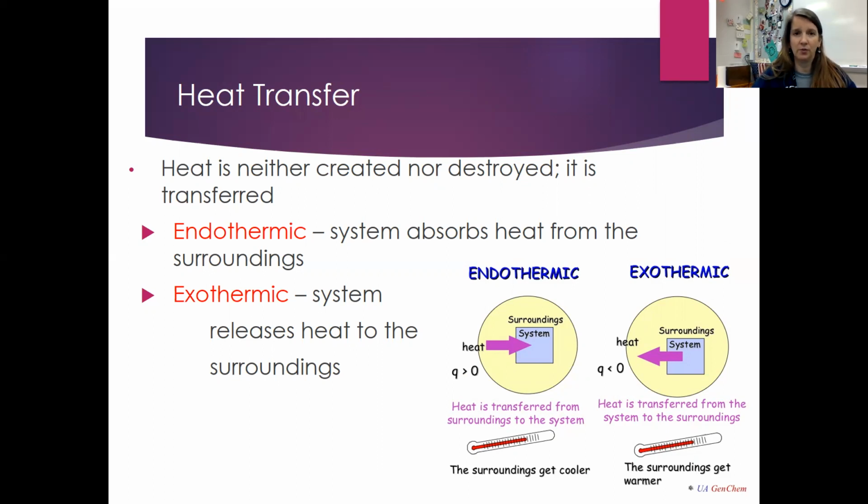So remember, we are the surroundings. What we feel is the surroundings. With endothermic reactions, what we feel is the surroundings getting cooler, because the heat is leaving the surroundings and going into the system. With exothermic reactions, remember the heat is exiting the system into the surroundings. We're feeling the surroundings, so we would feel hot, the surroundings getting warmer, as the heat escapes the reaction itself.